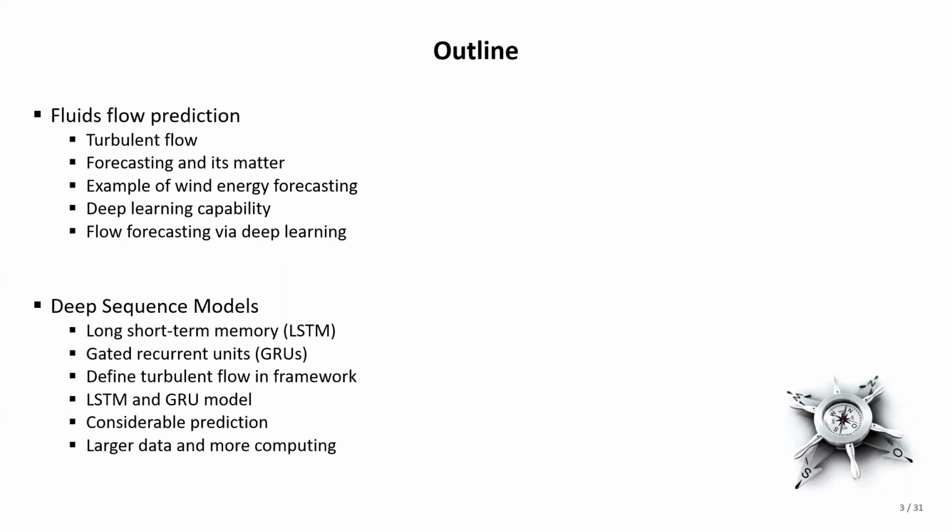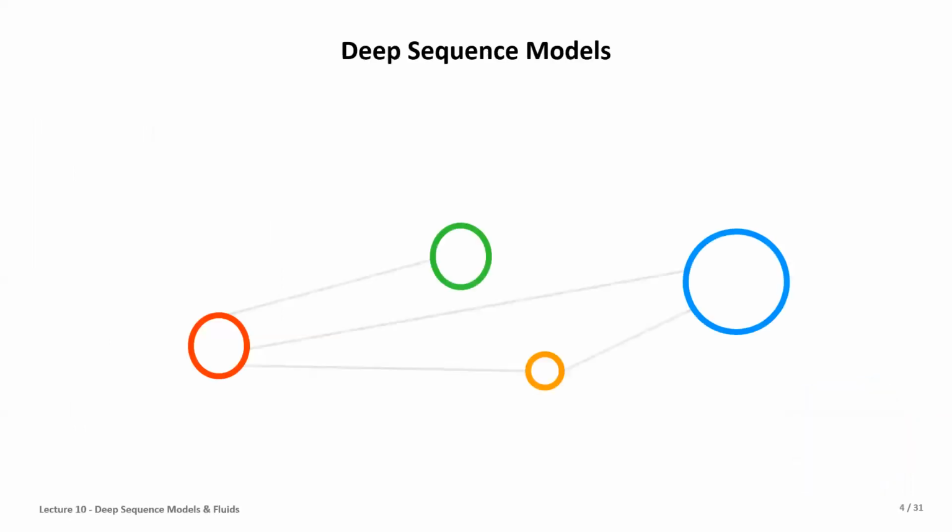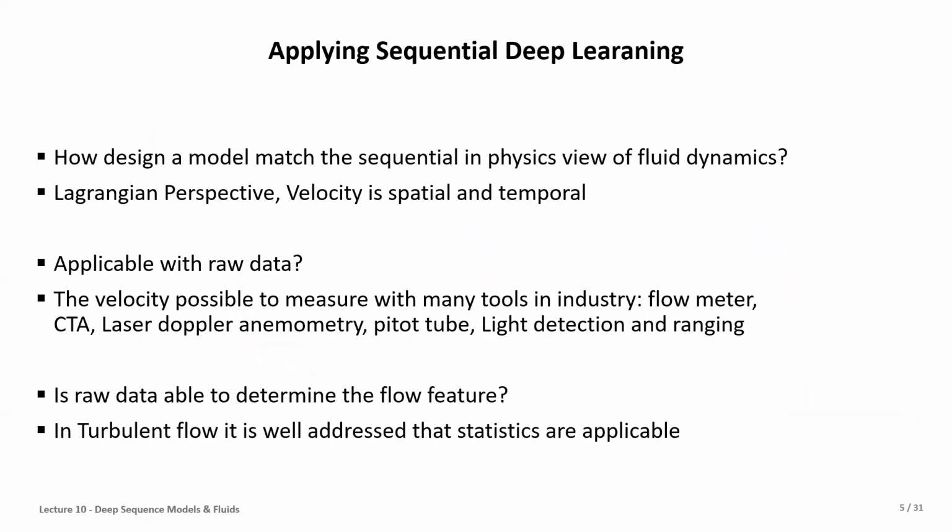From this material and this practical, you will learn how you can do your assignment as well. Then let's carry on the second part. How are we applying sequential deep learning? Usually there are a few questions we should answer when we want to create data for deep learning in the sequential model. How do we design a model to match the sequential in physics with applied dynamics?